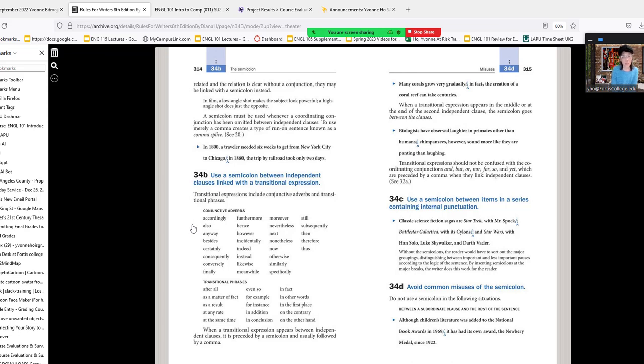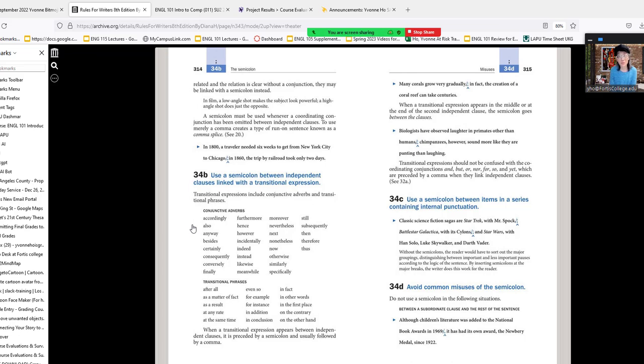When a transitional expression appears between independent clauses, it is preceded by a semicolon and usually followed by a comma. Many corals grow very gradually; in fact, the creation of a coral reef can take centuries.